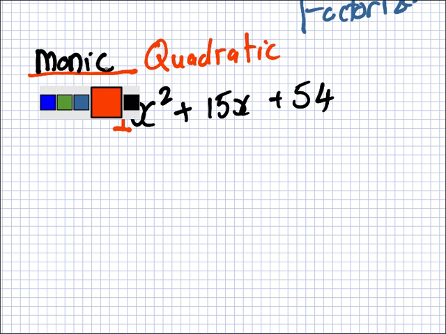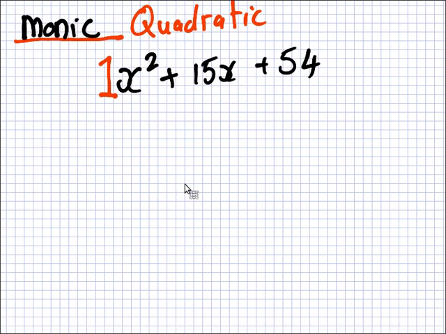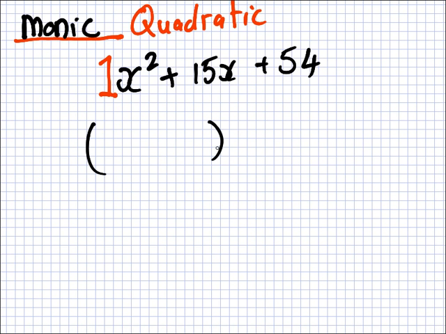Okay, so how do we factorize this? So what we do, we start off, we put down 2 brackets, put an x here and an x here, and because it's plus and plus, it has to be plus and plus here. And then what you need to do is think of two numbers which multiply to make 54 and add to make 15.